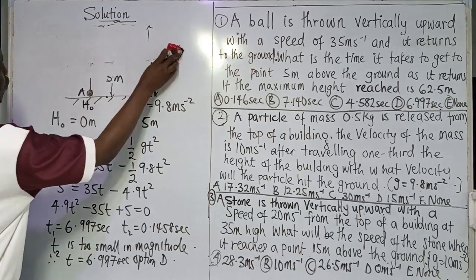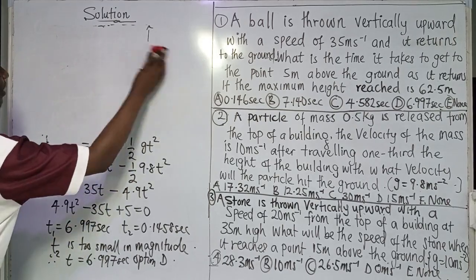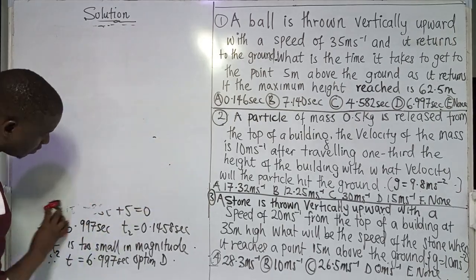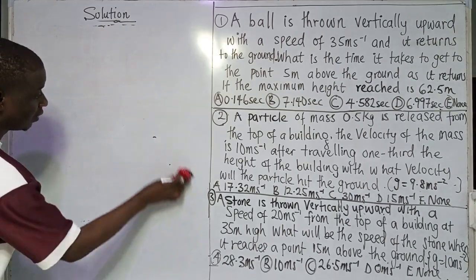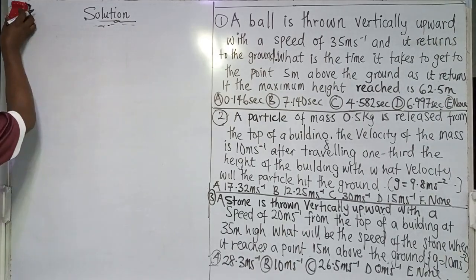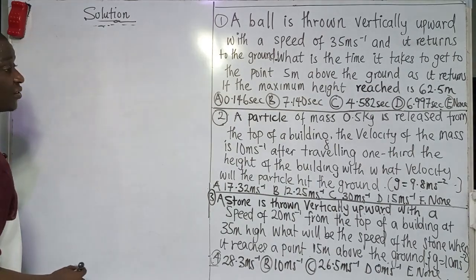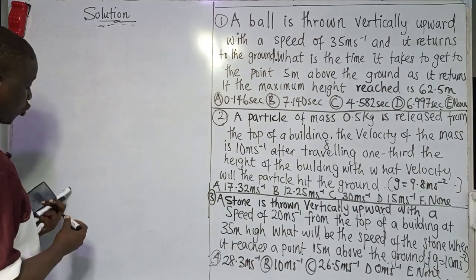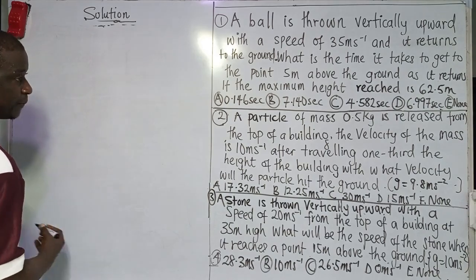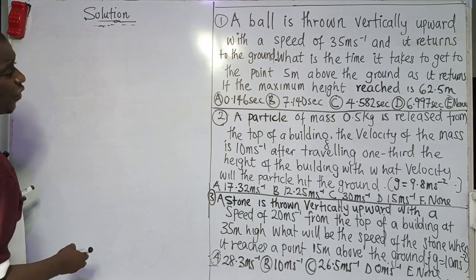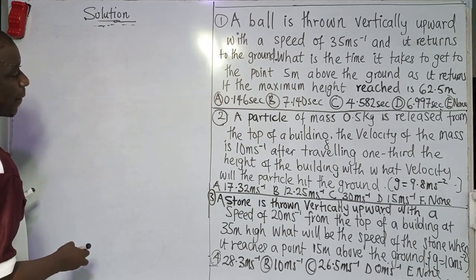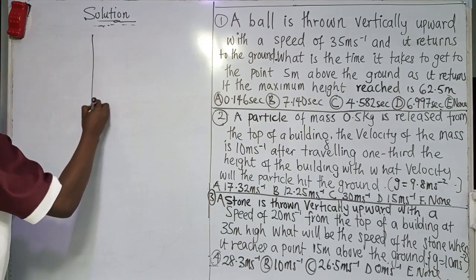Now let's look at question 2. Question 2 says that what? A particle of mass 0.5 is released from the top of a building, a free fall under gravity. Now the velocity of the mass is what? 10 meters per second.